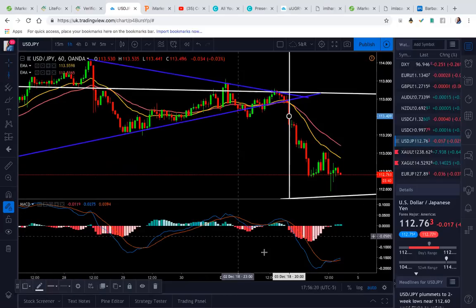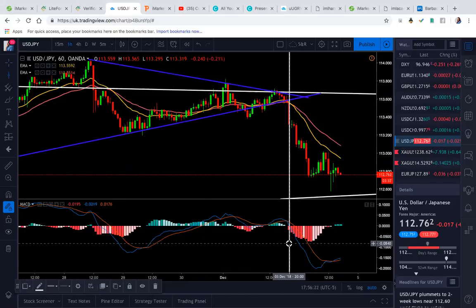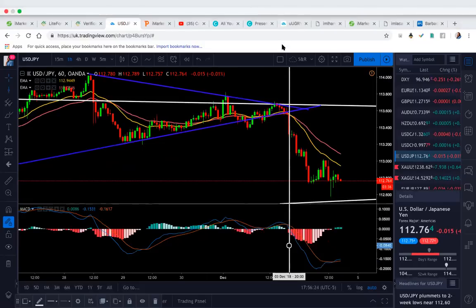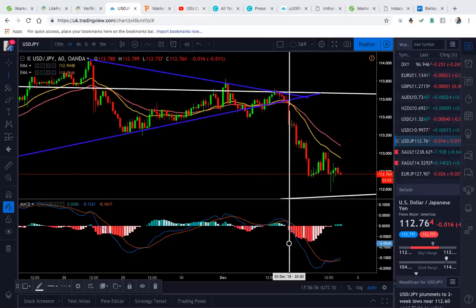So if we look at the MACD in this area, right? Now if you look here, we have the cross of the moving average lines. And if you look at the MACD, the MACD also crossed as well.